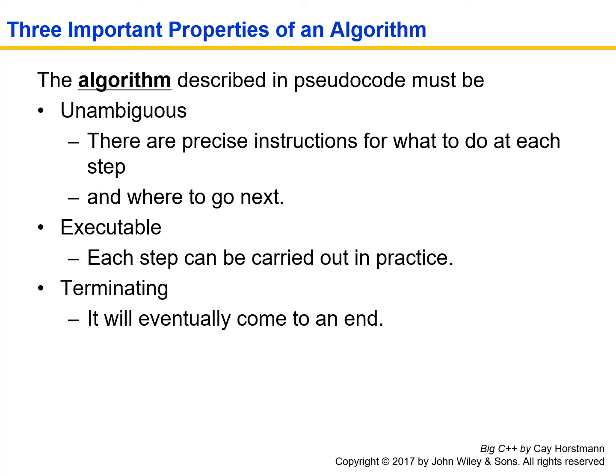Algorithms described in pseudocode should be unambiguous. The instructions should be very precise about what to do at each step. They should be executable in that you should be able to sit down with a pen and paper and follow through every step in the algorithm. And they should terminate. They should have an end condition that makes the algorithm stop at some point, maybe several points, depending on what different outputs you might have.